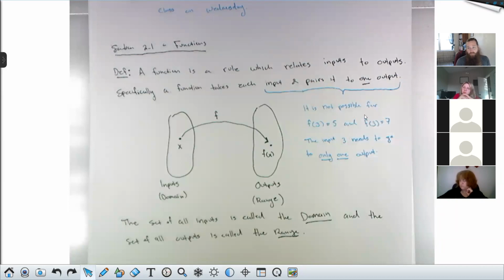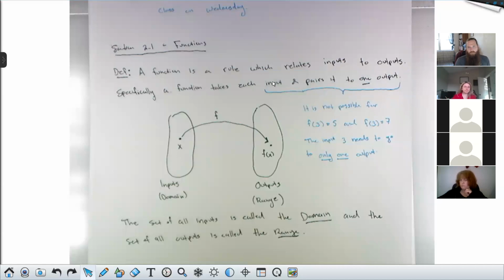And if I simultaneously told you that f of 3 is equal to 7, that would mean f takes the input 3 and sends it or pairs it to the output 7. Well, 5 and 7 are different dudes, and 3 is one dude. So I would have the one input 3 getting sent to the two different outputs 5 and 7, and that violates this, right, which is the definition of a function. So that's the sort of thing we don't want to have happen.